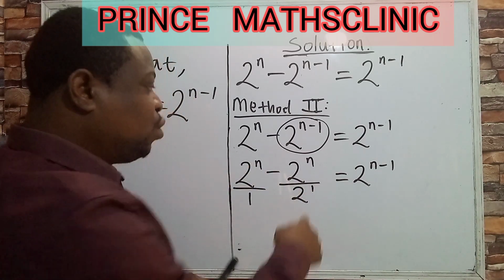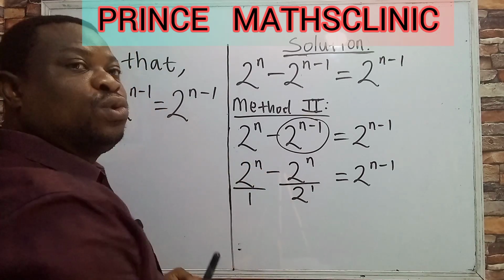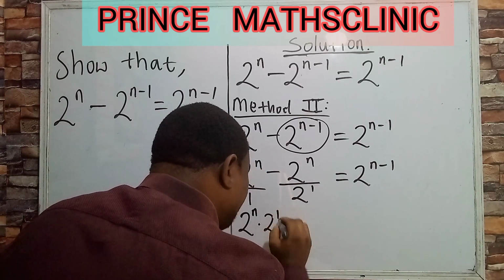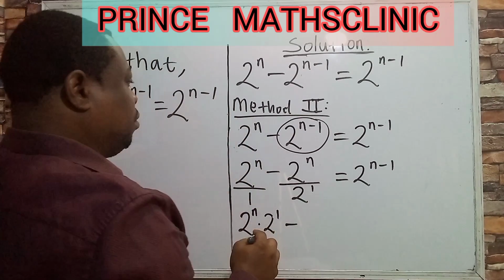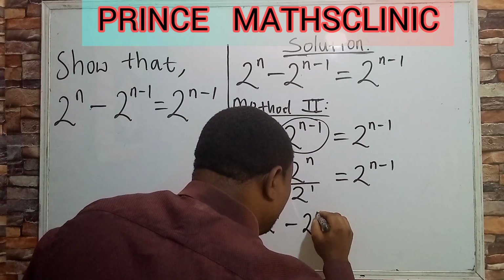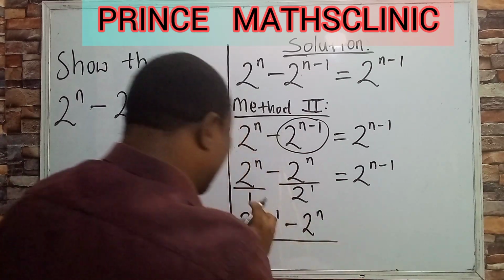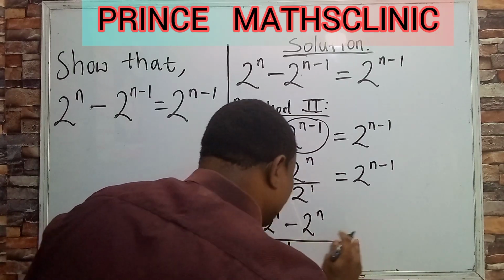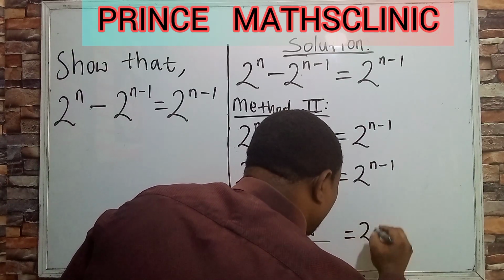So now I'm going to do 2 times 2 to the power of n, that is 2 to the power of 1 times 2 to the power of n, minus 1 times 2 to the power of n, which gives me 2 to the power of n. Everything over 1 times 2 to the power of 1 gives us 2 to the power of 1. Now everything is equal to 2 to the power of n minus 1.